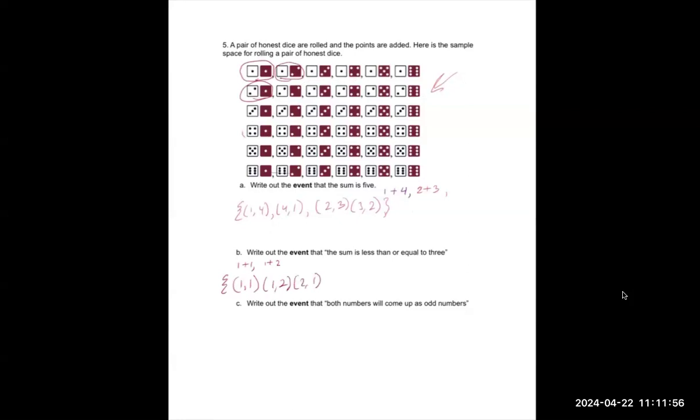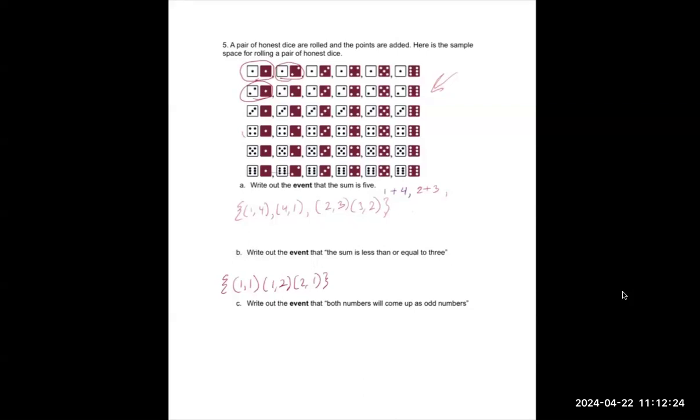And if I add anything to 1, the next thing to do would be adding 1 plus 3, but that would be bigger than 3. So these are all the things that could happen that would make the sum be 3 or less. There's only 3 ways to do that out of all the total possible landings of the dice.